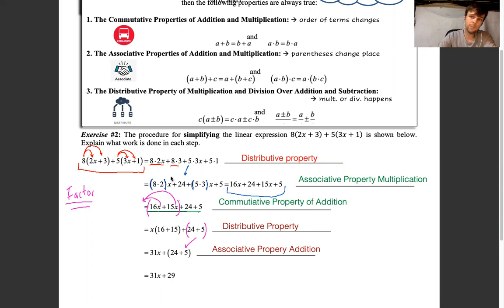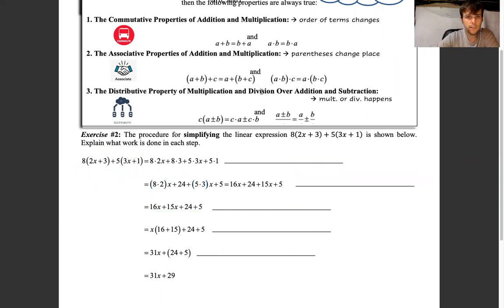Let's actually take this expression here and let's try to simplify it on our own in a less complicated manner. We're going to take away some of these things and try to make it make a little more sense, a little more intuitively. So I'm going to clear everything that I have and start at basically the beginning, but we have 8 times 2x plus 3 plus 5 times 3x plus 1. So here is our original expression.